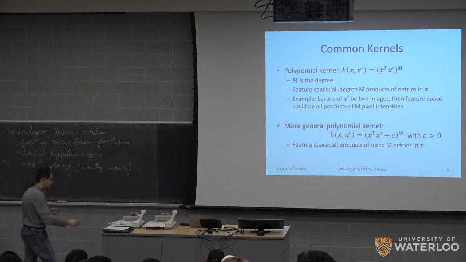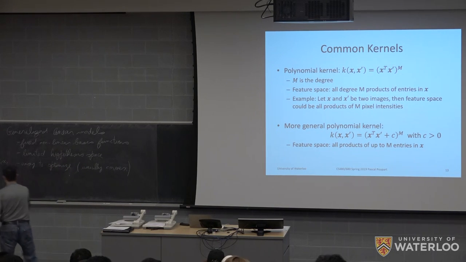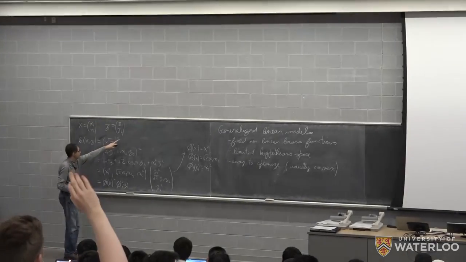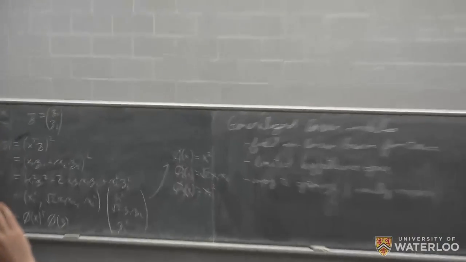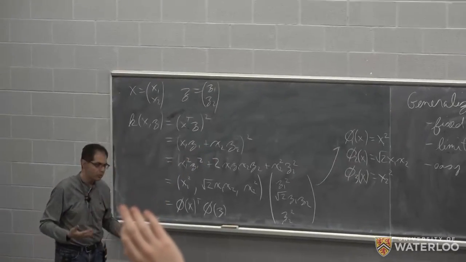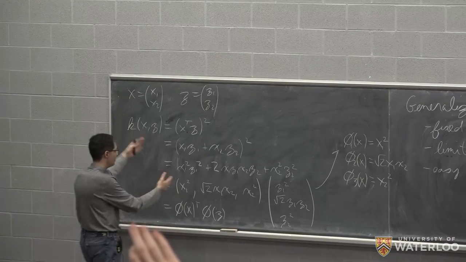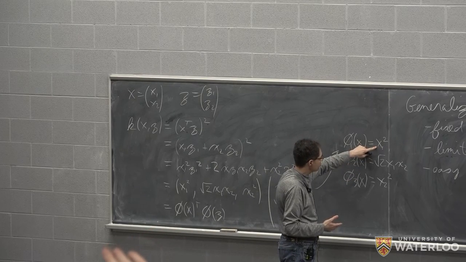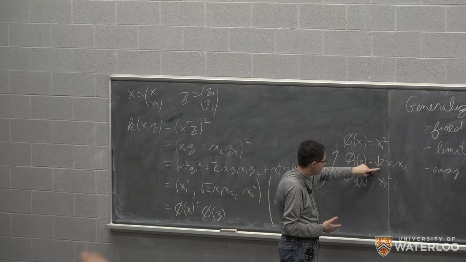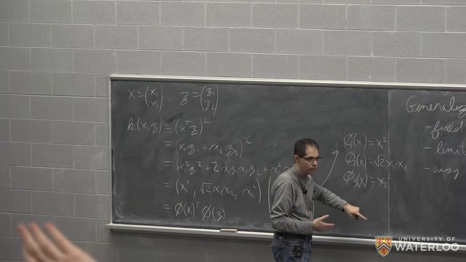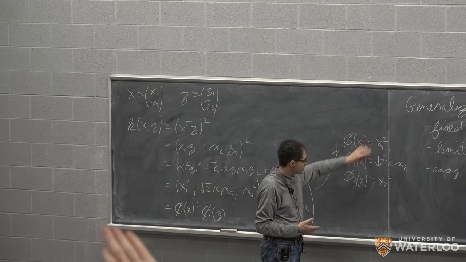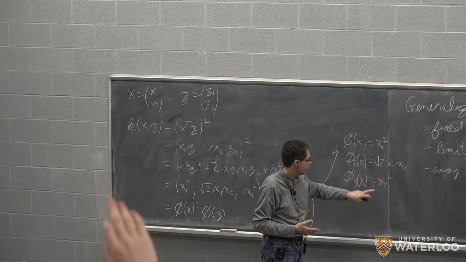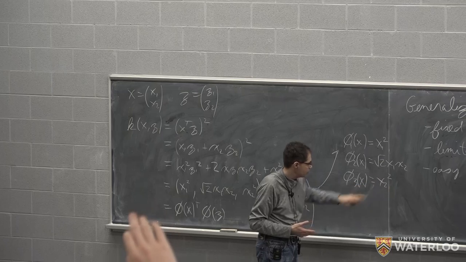Okay, so again, if we look at the example that I did on the board here, you see my power is 2. So this would be the case where m is equal to 2. And when I look at the implicit feature space, it corresponds to monomial basis functions of degree 2. Because x1 squared has degree 2, x1 times x2 has degree 2, and x2 squared has degree 2.